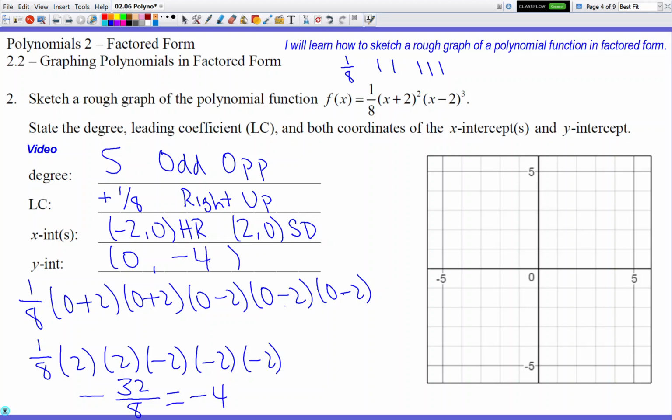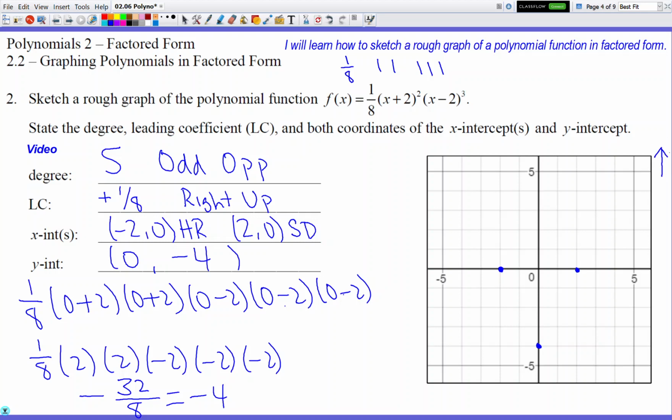Okay, so let's plot everything out. I got -2, 0, which is going to be, I'll put the behavior later on. Then I got 2, 0. Then I got 0, -4. And I got right side arrow is up.